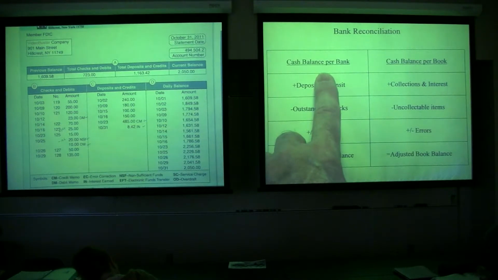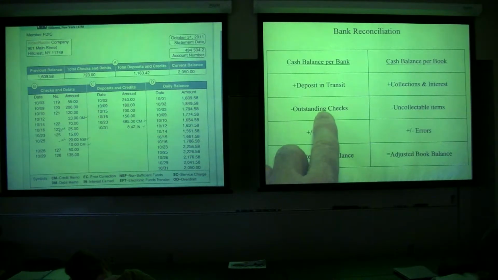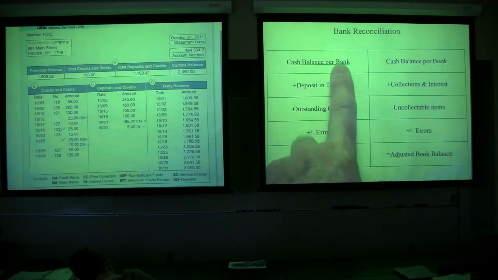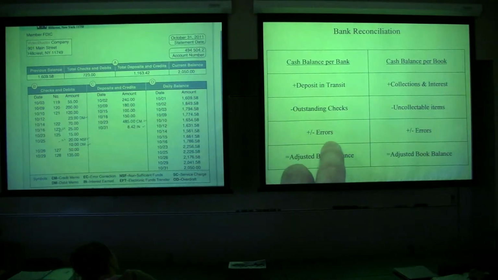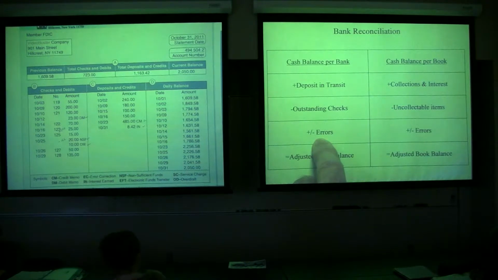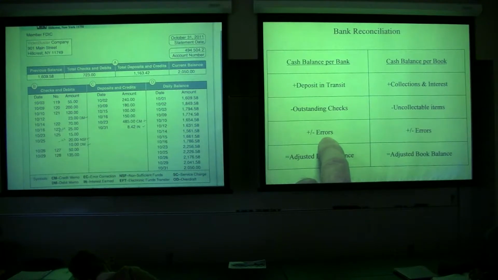So here we have the cash balance per bank. To make it current, you add deposits in transit, you subtract outstanding checks, and then you fix any error. If the bank made an error, it will go on the bank part. Suppose somebody wrote a check, and instead of taking it out of their account, they take it out of your account. In that case, you'd have to add it back in to fix it. Whatever it takes to make it right, you put it here. In this case, they shouldn't have taken the money out of your account. That gives you the adjusted bank balance.